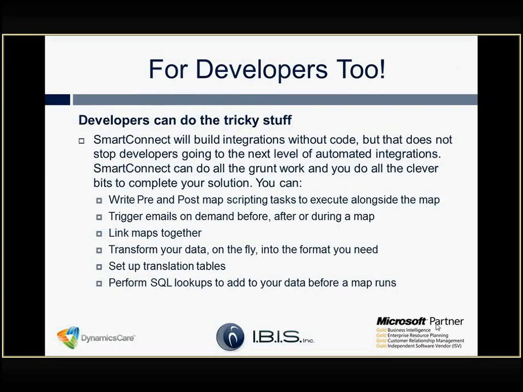You can link maps together, which is the chained map functionality we were talking about earlier. You can transform your data on the fly into the format you need. So if I get a file from a vendor that has their vendor ID in it and my vendor ID is a little different, you can have a transformation table that can transfer that ID to the one that you need without having to go into the file and change all of them, just using a translation table, which is the next point, translation tables. You can perform SQL lookups to add to your data before a map runs.